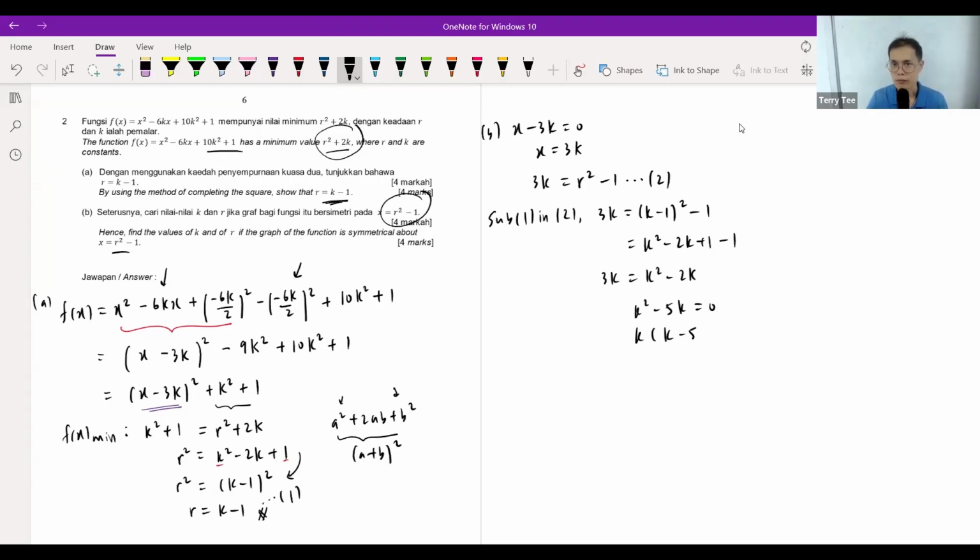Factorize. You only have 2 terms, so no need for double brackets. Just take out the common factor k. Your k is either 0 or 5. Now, if you have 2 answers for k, you should have 2 answers for r. So to find the r value, we just substitute into equation 1. Your r is either 0 minus 1, which is negative 1, or 5 minus 1, which gives us 4. So 2 answers for k and 2 answers for r.